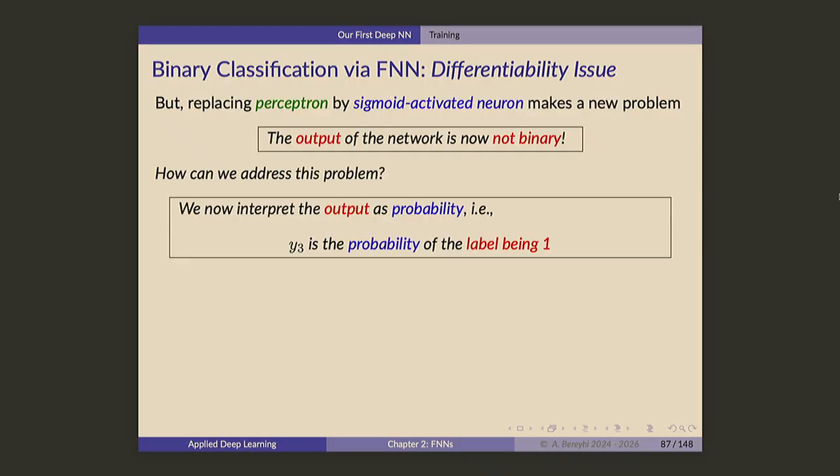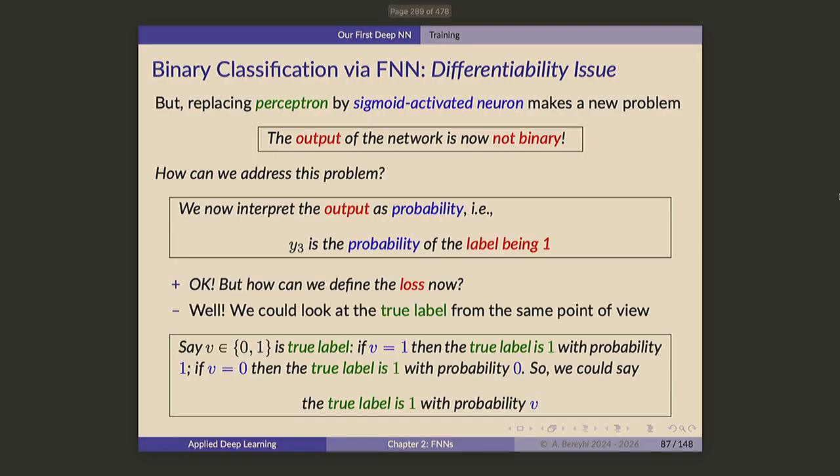Now, if, for example, Y3 is 0.7, the chance of being 1 is 0.7. What is the chance of being 0? 0.3, right? Because the chance of both cases should be together 1. It's either 0 or 1. When the chance of 1 is 0.7, then the chance of 0 is simply 0.3. So Y3 is giving me the probability of my label being 1. This means that 1 minus Y3 is giving me the probability of my label being 0, right? Everybody's cool? Questions? Okay.